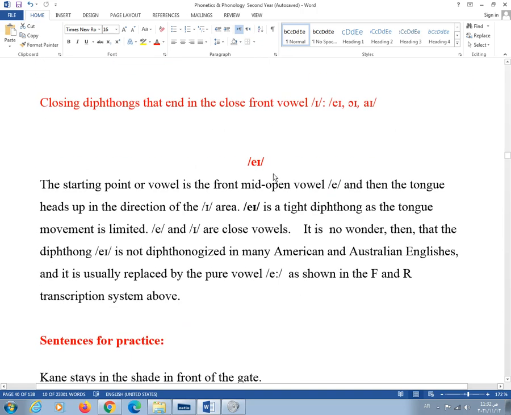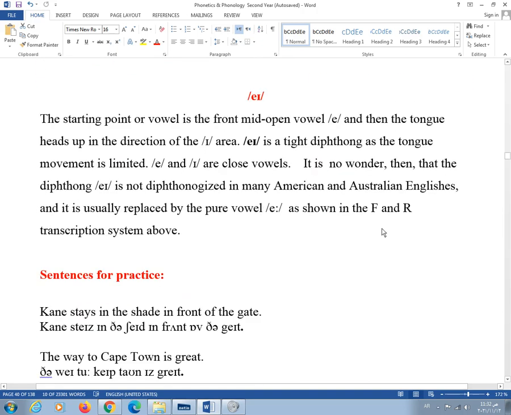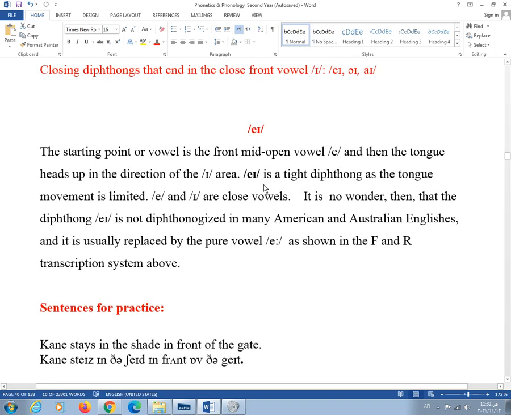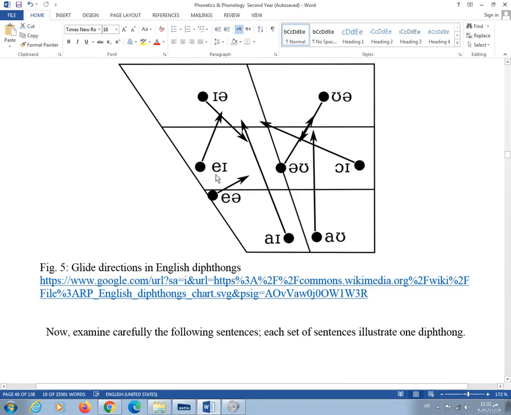Okay, and we find that some examples. Here is a description of it. The diphthong in "Kane" is a tight diphthong as the tongue movement is limited. It moves from one closed vowel to another, and both are closed. Look at this. The size of the movement, or the distance between the first part and second part, is small. It's not long as in "I," for example, or "ow," or "oi."